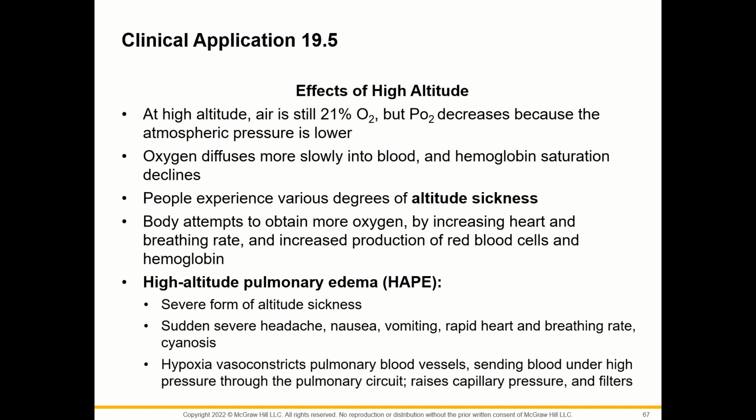All right, the effects of high altitude. At high altitude, the air is still 21% oxygen, but the partial pressure of oxygen decreases because the atmospheric pressure is lower. So oxygen diffuses more slowly into the blood and hemoglobin saturation declines. People experience various degrees of altitude sickness.